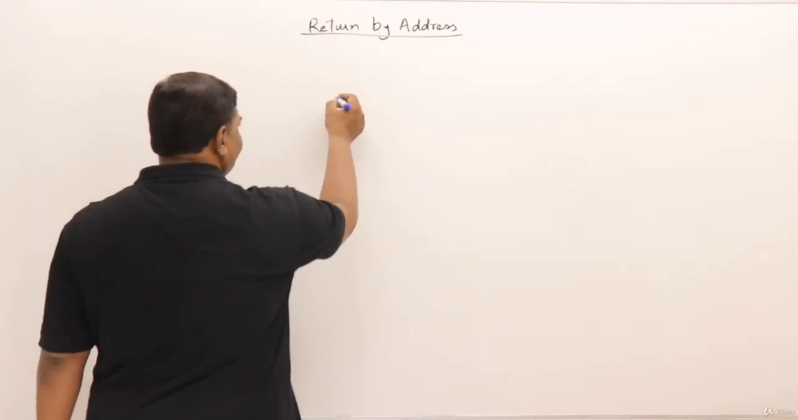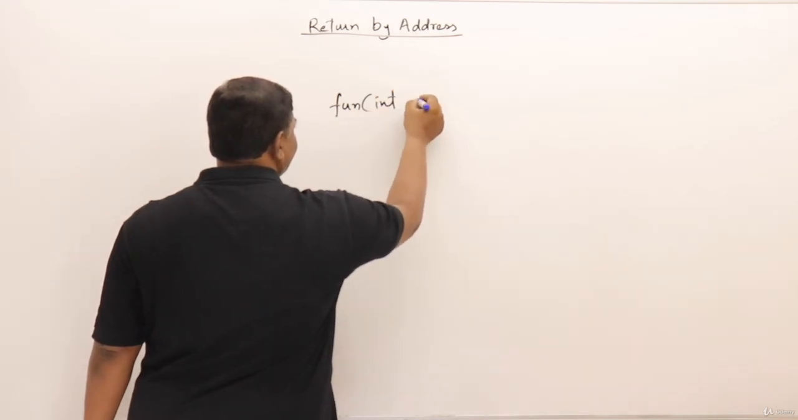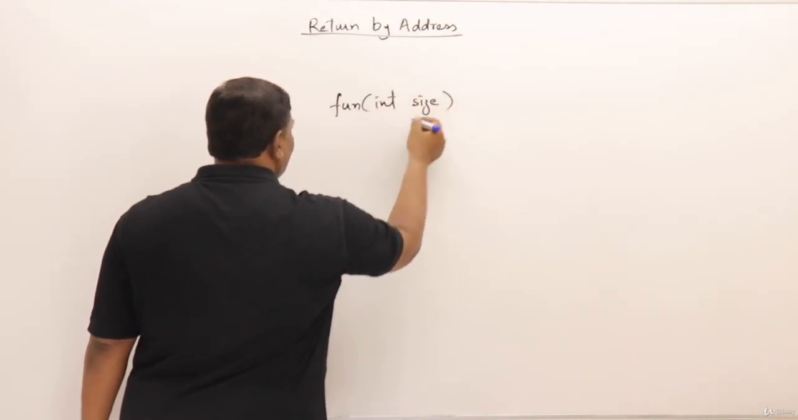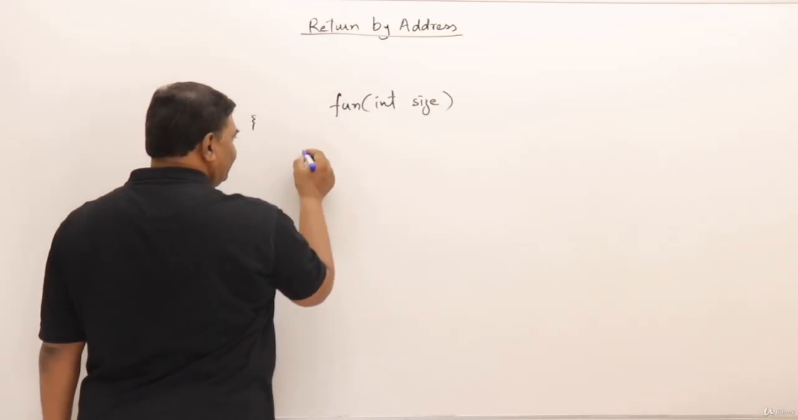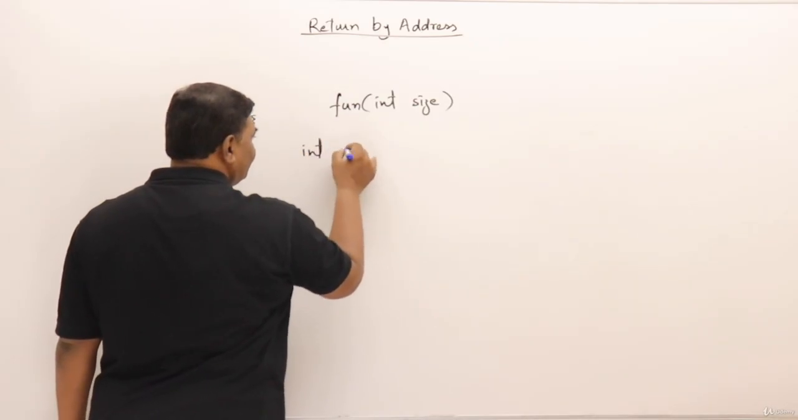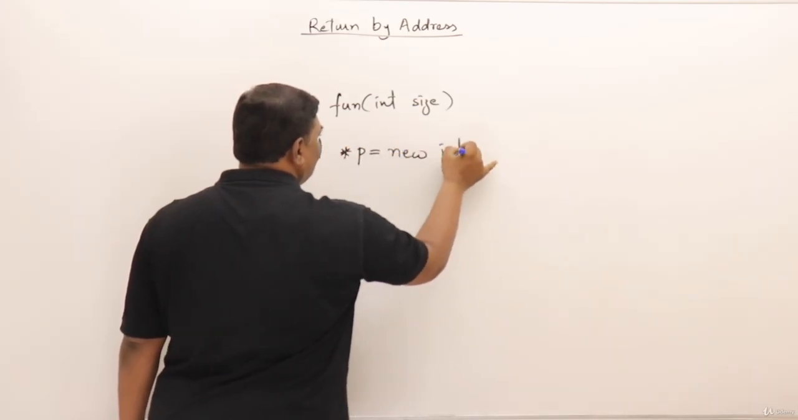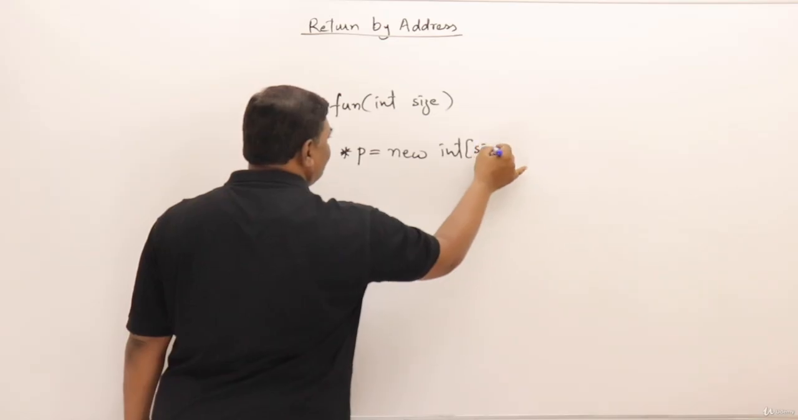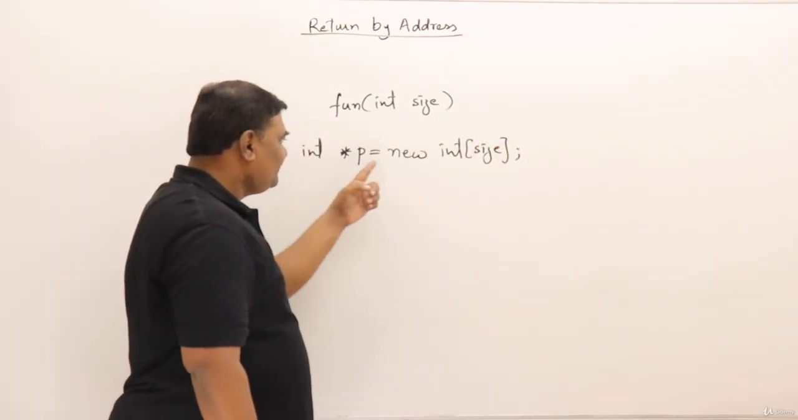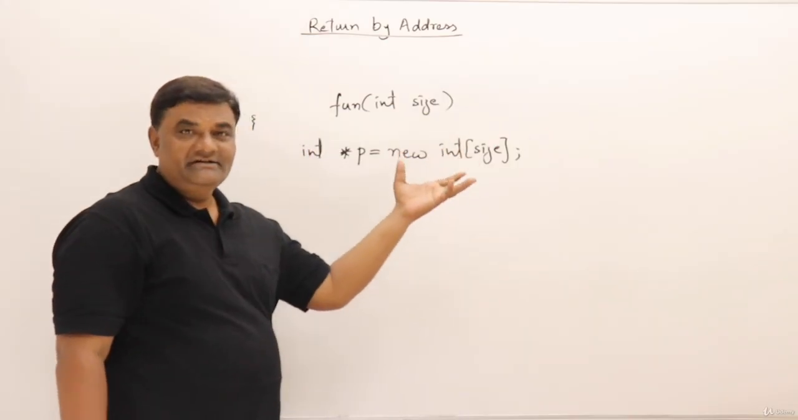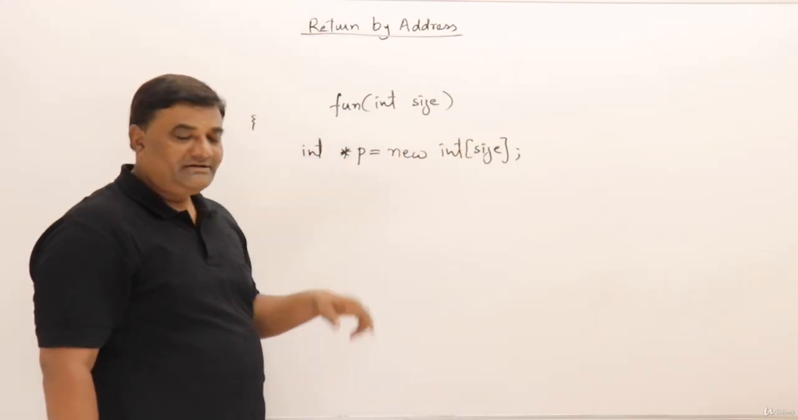So I will write one function called fun, and it takes some size as a parameter. I will write the return type afterwards, but what it does is it will take one pointer and create an array of that size. So where is the memory allocated? When new is used here, the memory is created in heap. So this is creating an array inside heap, and p is a pointer to that memory.